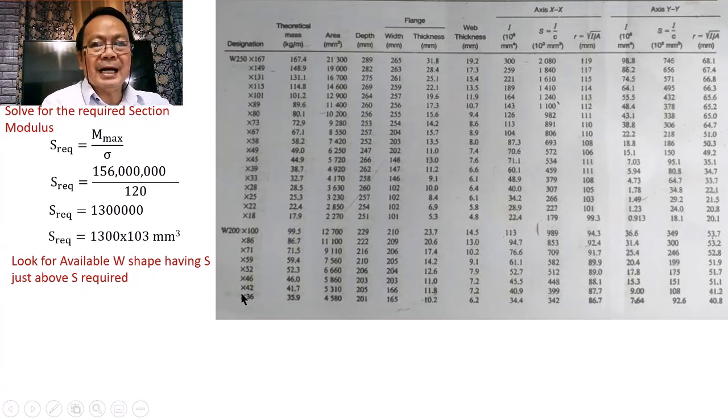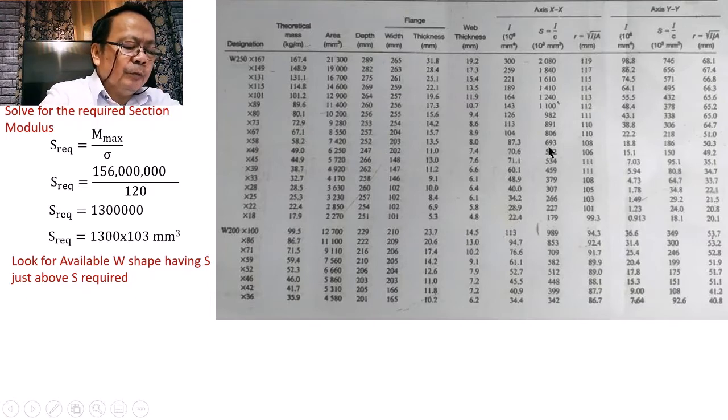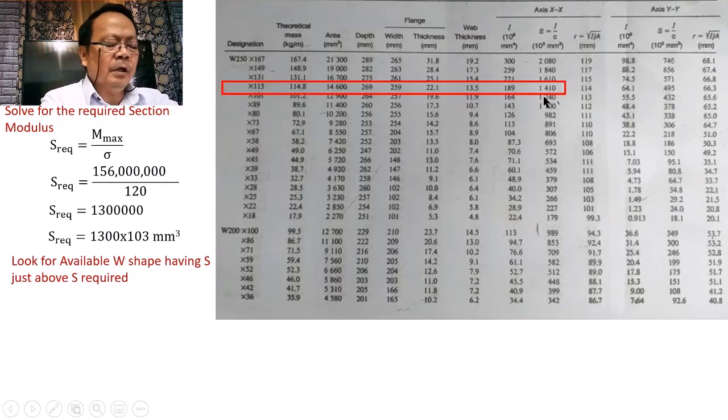Medyo tumataas ngayon yung ating depth ng beam. At on that section, ito yung kanyang mga available section modulus. And you can find somewhere here, yung next, yung pinaka-lapit. Nakita niyo itong 1,400. I will mark this part. Yan, 1,410. This 1,410 is a section modulus just above 1,300.